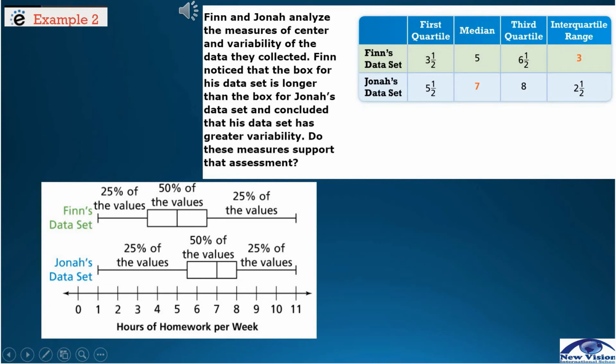So look at the median: Finn's data is at 5 and Jonah's data is at 7. Now, who has a longer box from each of these medians? You will say, look at their IQR. 3 and 2.5. So which is greater, the 3 or 2.5? So we can conclude that the IQR of Finn's data is greater. So there is a greater variability of spread in the number of hours students in Finn's school spent on homework.